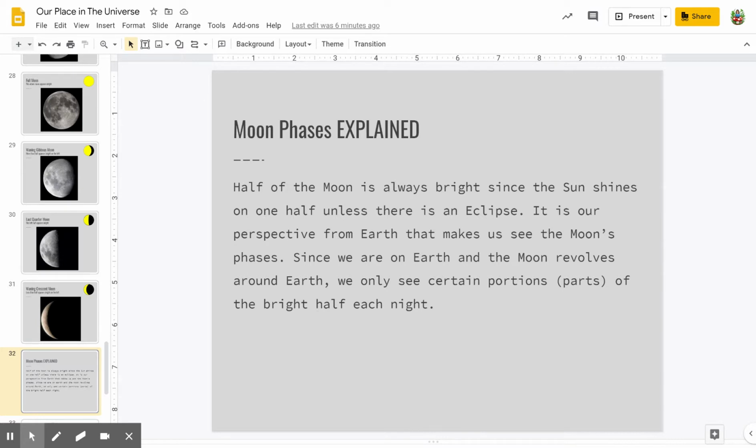Since we are on Earth and the moon revolves around Earth, we only see certain parts of the bright half each night. So the moon looks exactly the same if you were to look at it from above or from outer space. Half of the moon is always bright because half of it's always facing the sun and half of it's always facing away from the sun. So the side that's facing the sun is always going to be bright, and the side that's facing away from the sun is always going to be dark. So from Earth, that looks a little bit different to us because we don't always see the bright half of the moon. So the reason we see moon phases is because of our perspective here on Earth.